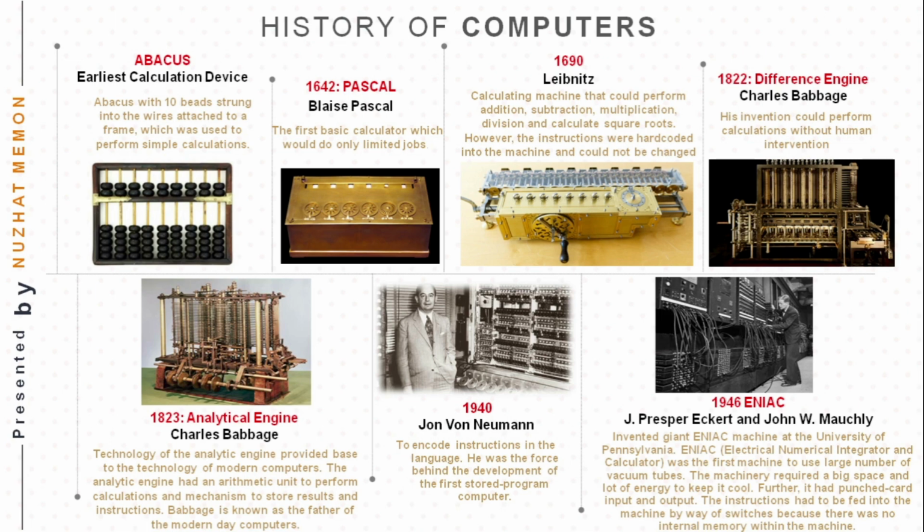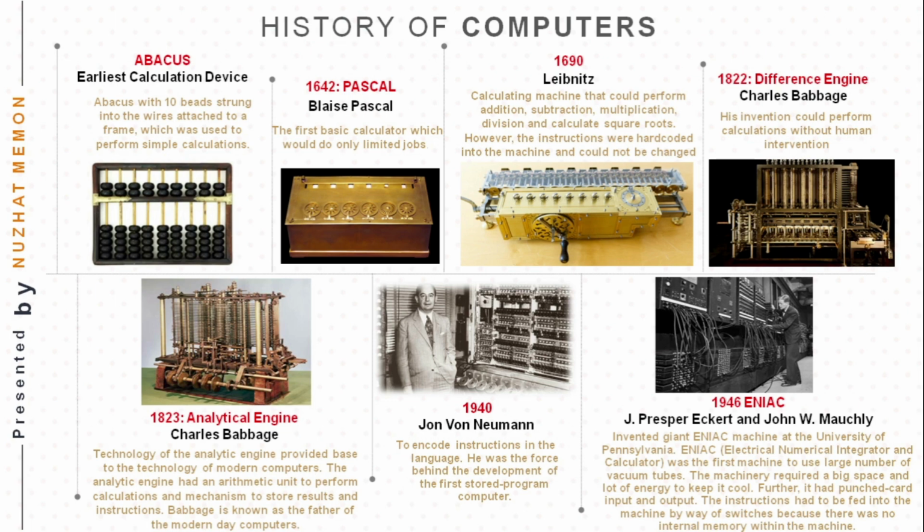Till here we didn't have the concept of vacuum tubes, but in 1946 these machines used vacuum tubes, and it was a very giant machine also. It accumulated so many vacuum tubes, right? The machinery required a big space, obviously, as it is giant, and a lot of energy to keep it cool. Obviously, if it has vacuum tubes, it will release heat energy, so there was consumption of a lot of energy to keep it cool also.